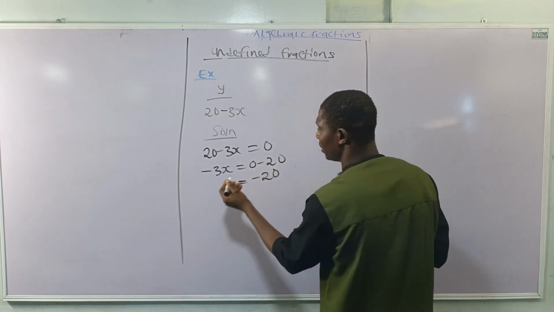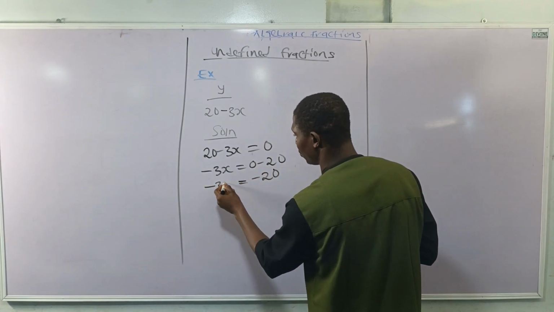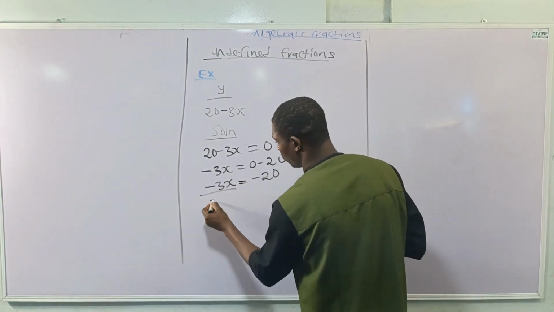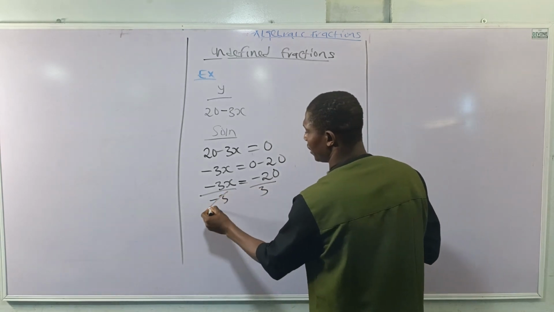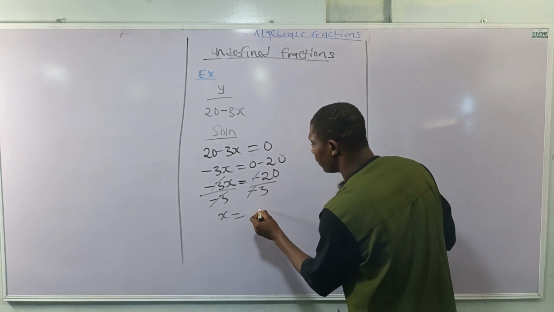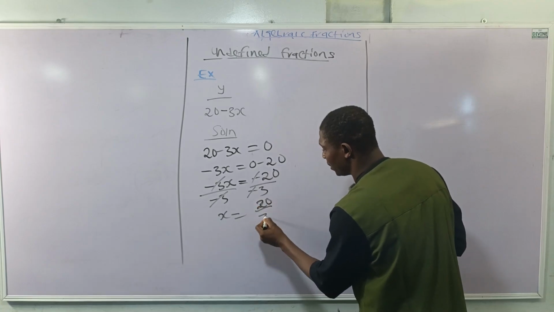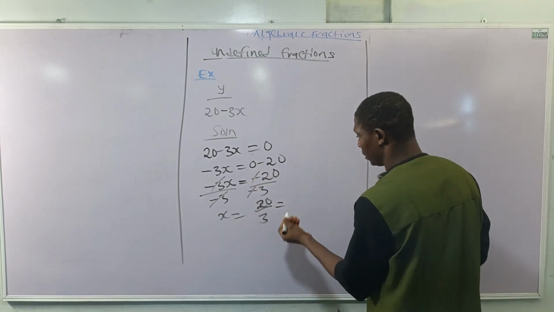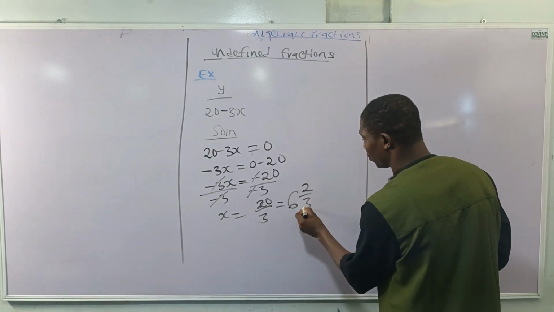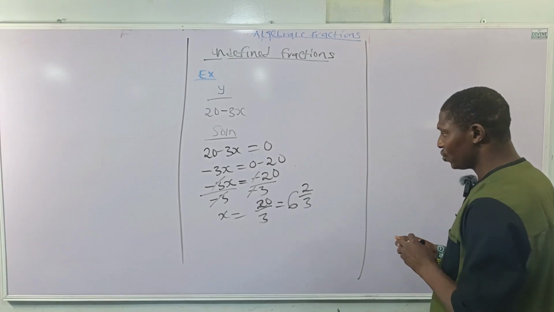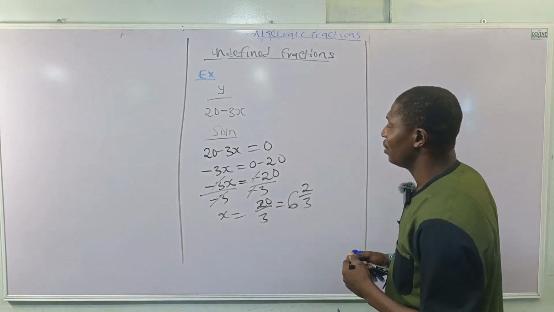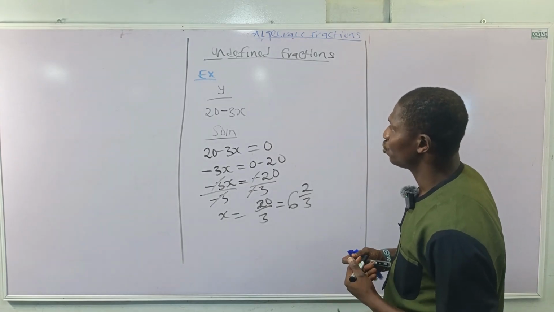Negative 20 is equal to negative 3x. So I'm looking for x. To make x the subject, I'll divide through by negative 3. And this will cancel this, and x will be equal to 20 over 3. And this can be written, if you like, as 6 whole number 2 over 3. So when x is equal to 6 whole number 2 over 3 or 20 over 3, we have the fraction to be undefined.